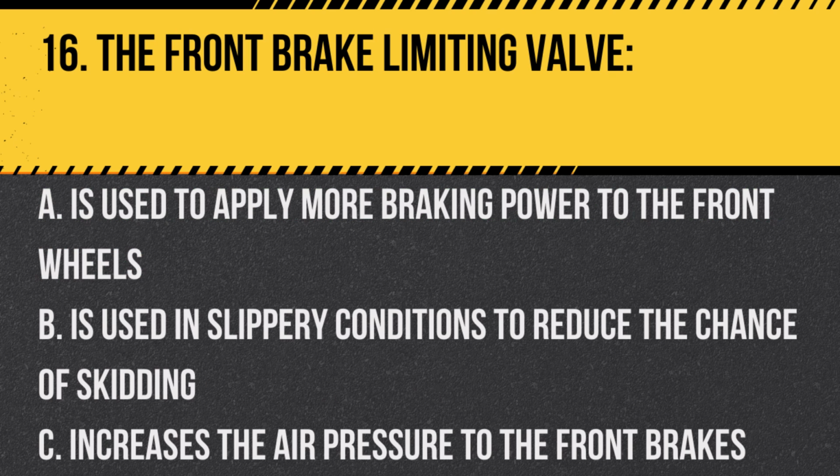Question 16. The front brake limiting valve: A. Is used to apply more braking power to the front wheels. B. Is used in slippery conditions to reduce the chance of skidding. C. Increases the air pressure to the front brakes. Answer: B. Is used in slippery conditions to reduce the chance of skidding. It can be set to normal or slippery.